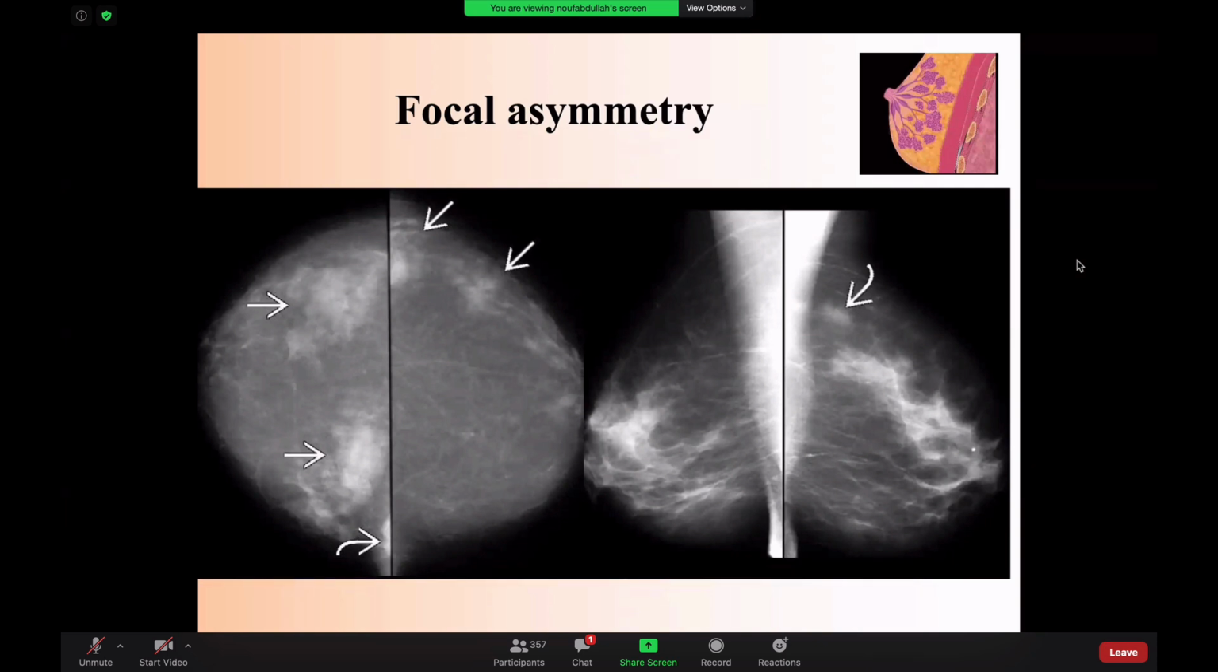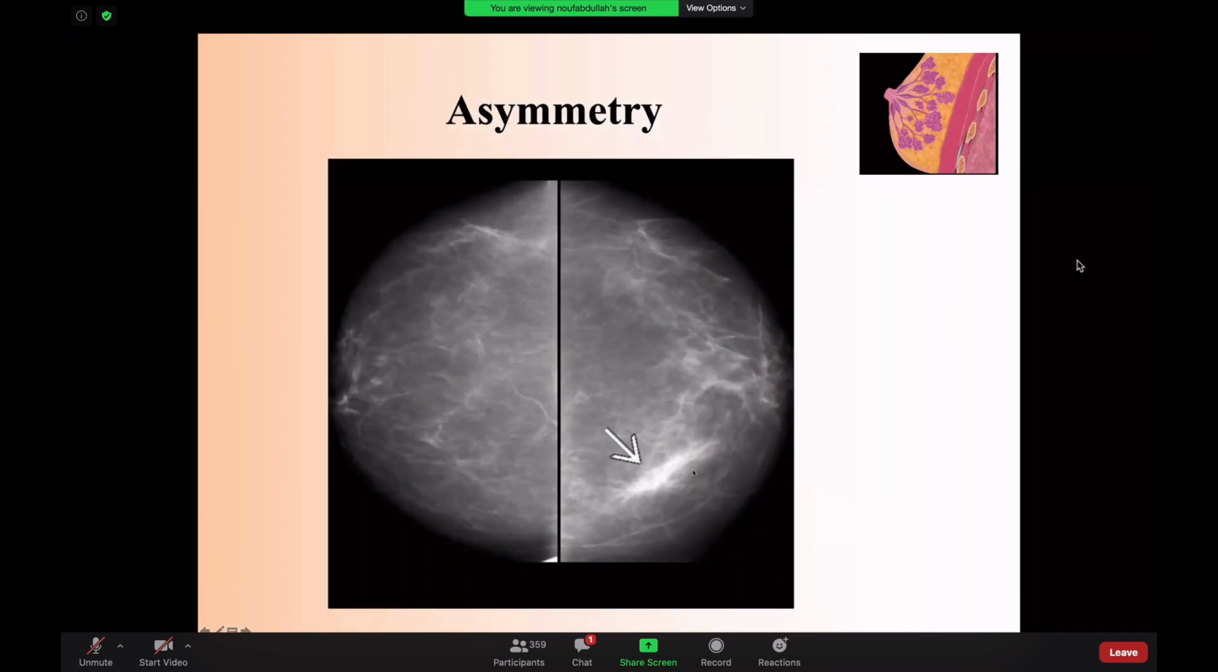What's the difference between focal and global asymmetry and asymmetry? Global and focal asymmetry, you have to see the finding on two views. So I see something located on two views. Asymmetry is when I see something only on one view, either CC or mediolateral view.